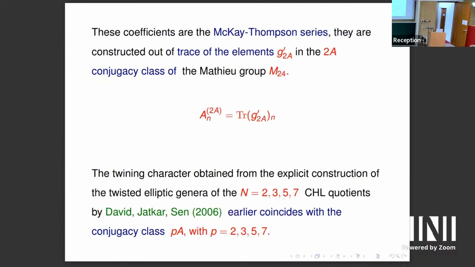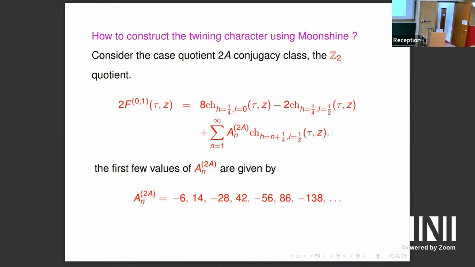So you take the elements of the group, take the trace of that particular element, and so this is sensitive only to conjugacy class. You take that dimension and instead of one, you put in the elements of the group, right? For every conjugacy class, you'll get a set of numbers, and therefore you can construct this object like this. Since there are 26 conjugacy classes, you can construct 26 of these twining characters.